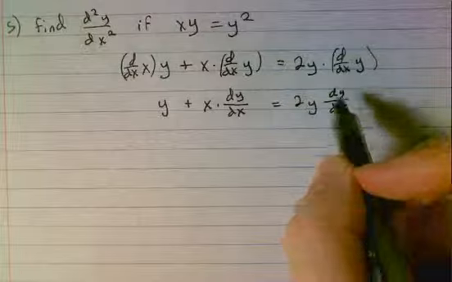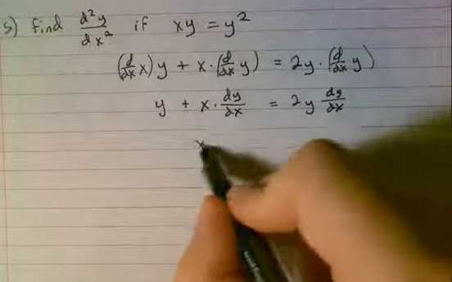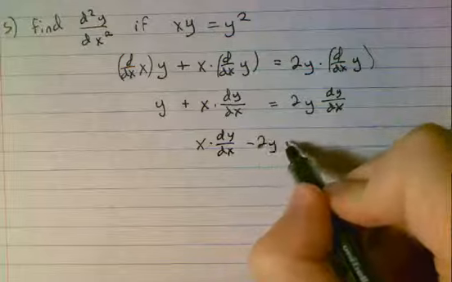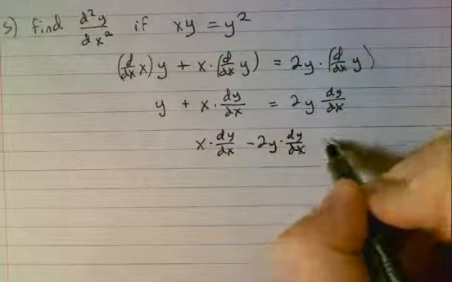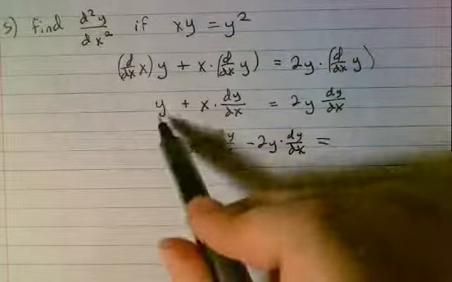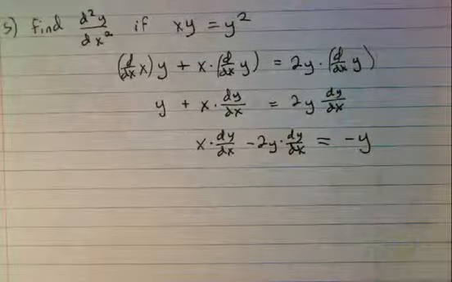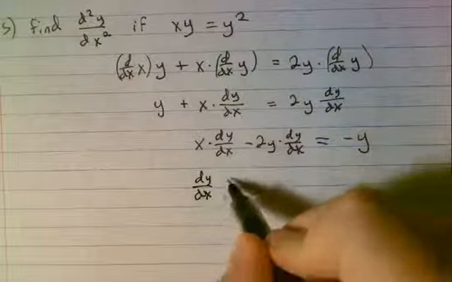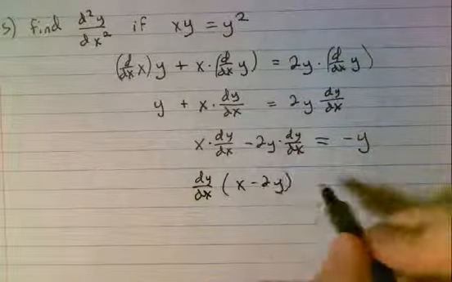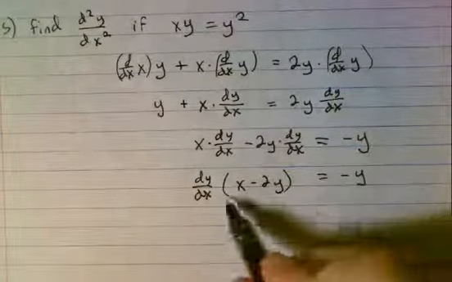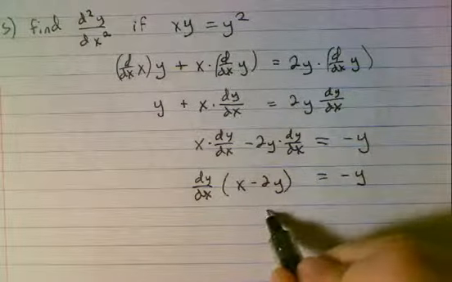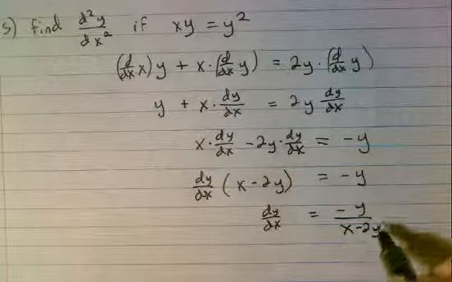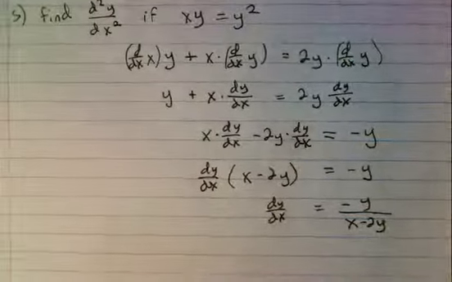Now we want to get all our dy/dx's on one side, so I'm going to subtract 2y times dy/dx, and I want all my non-dy/dx's over on this side, so I'm going to subtract y from both sides. Now I can factor out this dy/dx, so I only have one of them, and then divide both sides by x minus 2y, so that I have dy/dx by itself.